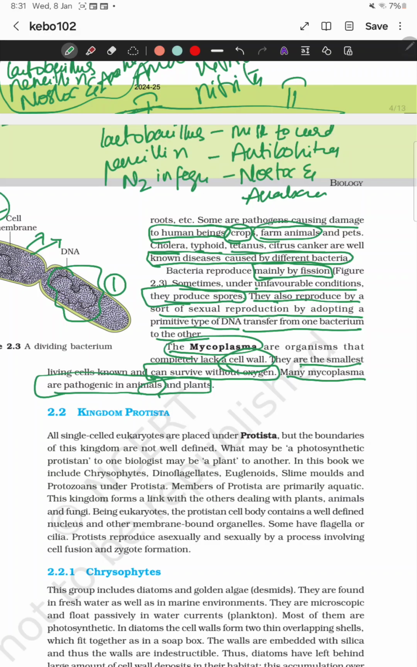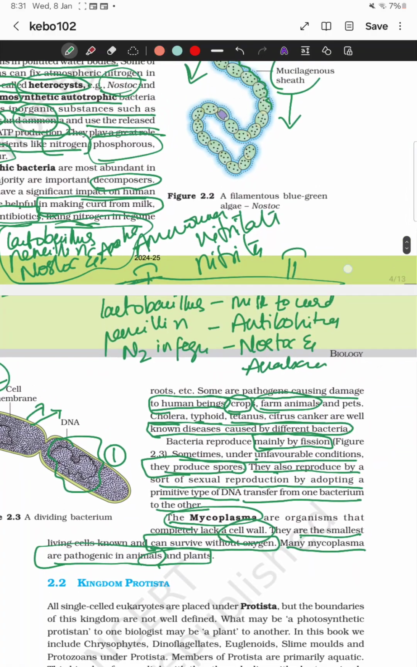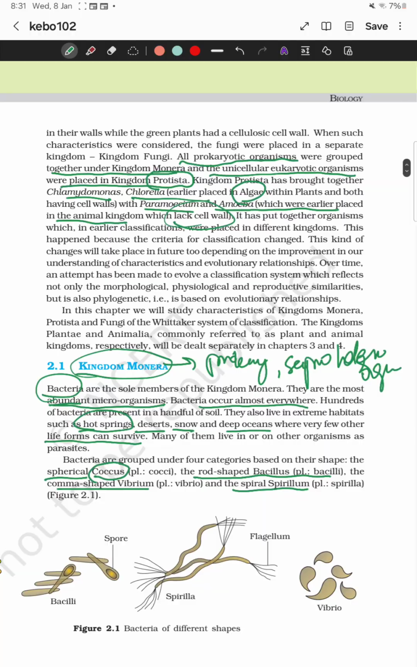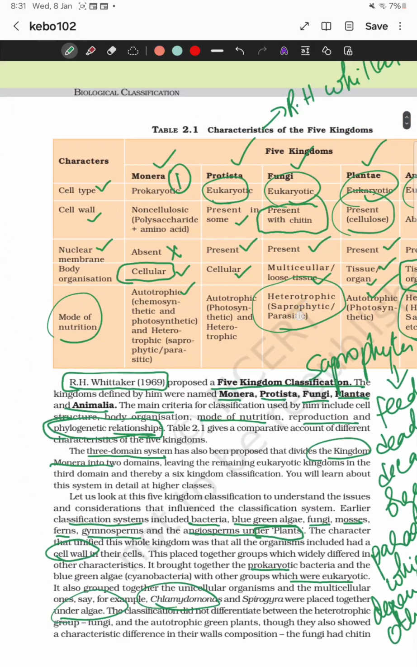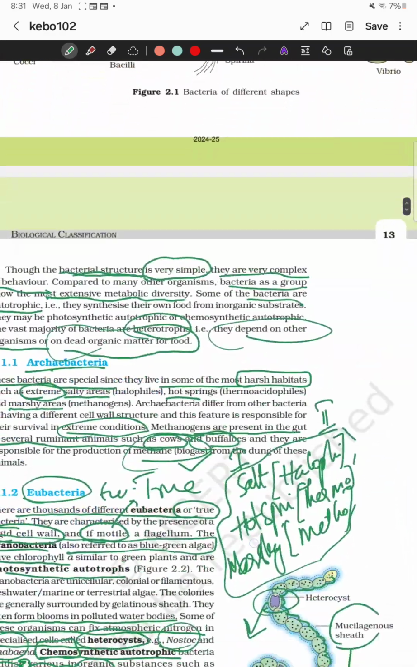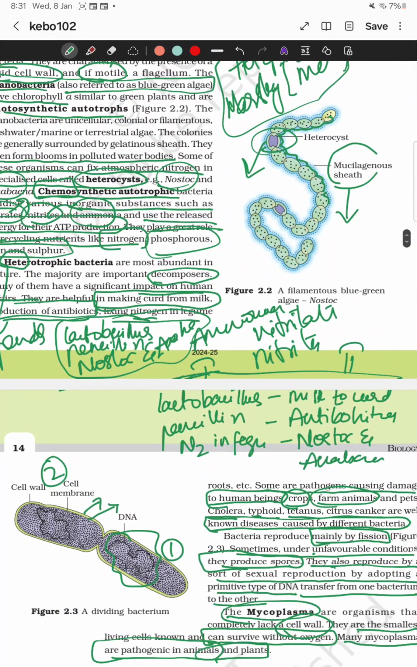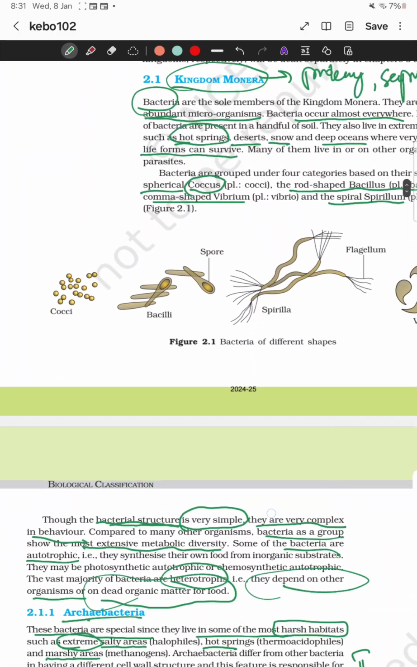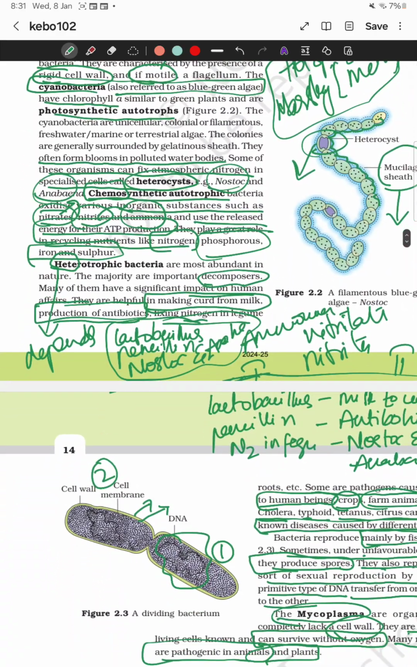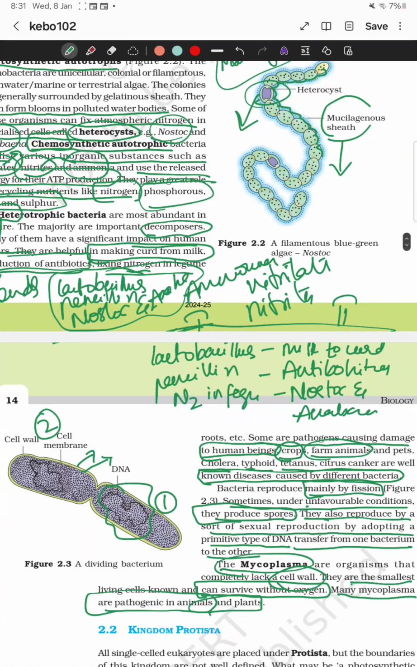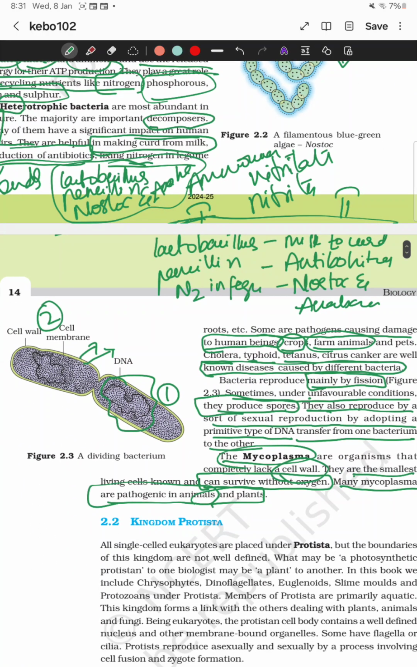Today's session was about bacteria, which includes three types, and the five kingdom classification: who proposed it, where it is placed, and on what features it is classified. Monera has three categories, which include archaebacteria, eubacteria, and mycoplasma. In the next class we will learn about the Protista. Thank you.